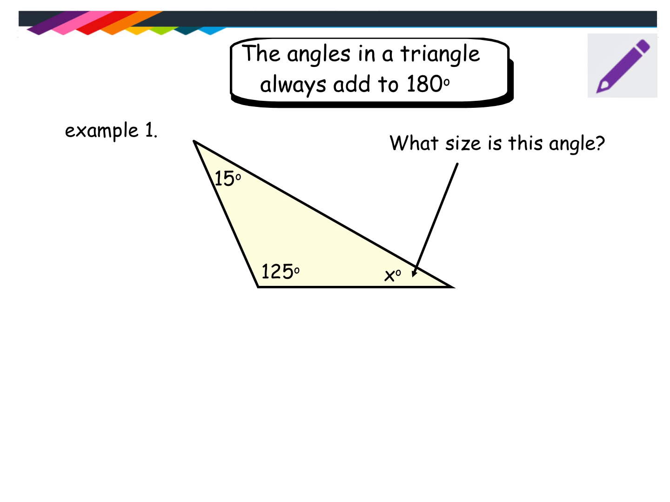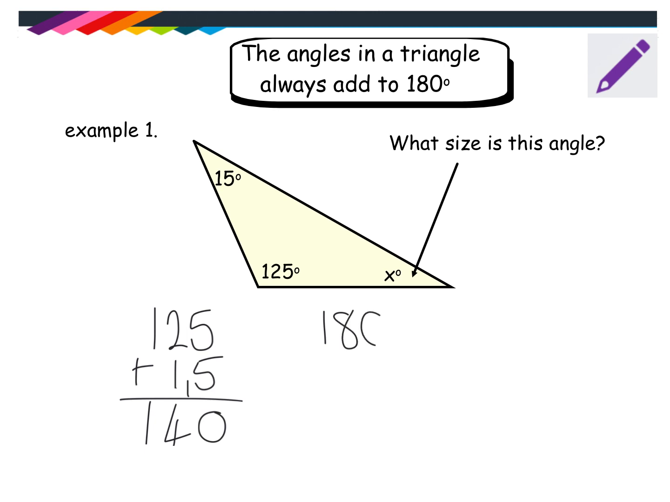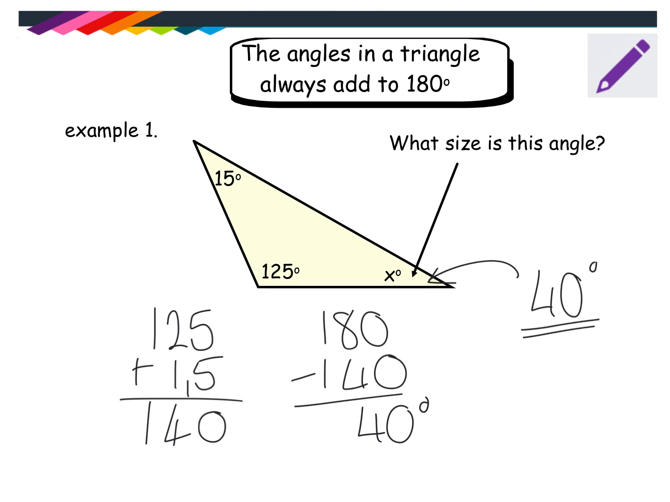So my first example is a scalene triangle, and we want to know what this angle is here that's marked X. So you basically just have to add up what you've got and subtract from 180. So my first sum would be 125 plus 15 degrees, which gives me 140 degrees. And then you'll do 180, take away 140 degrees, which leaves you with 40. So the marked angle is 40 degrees. Okay, so that's for a scalene triangle where I've given you two angles already.